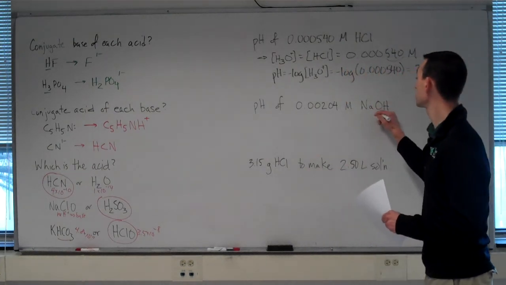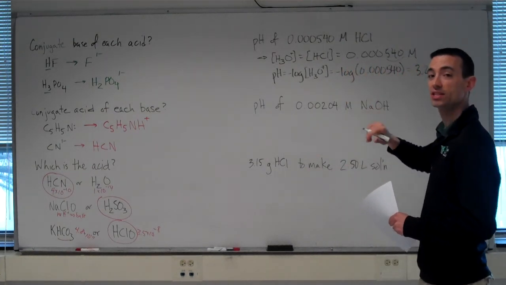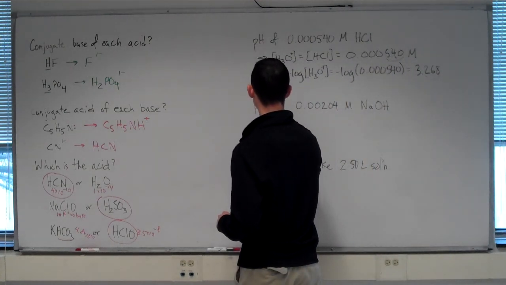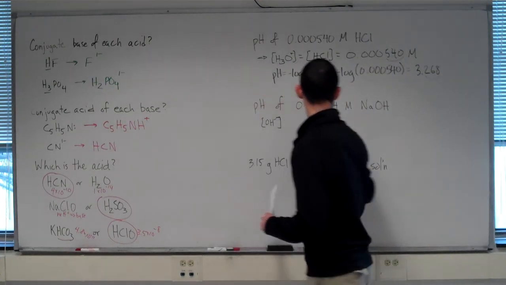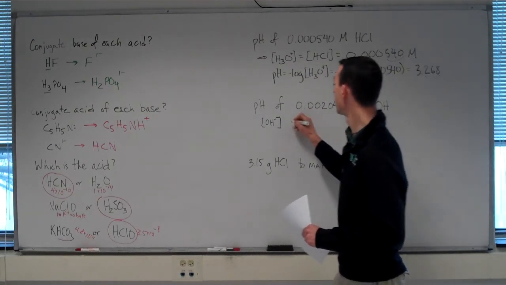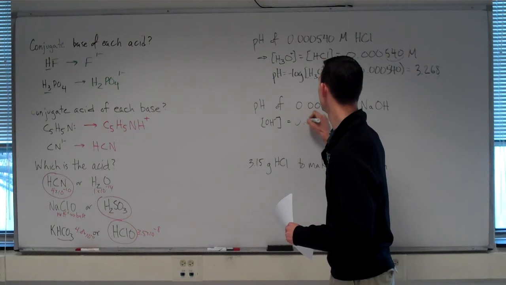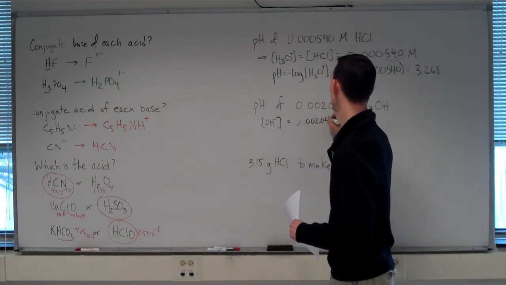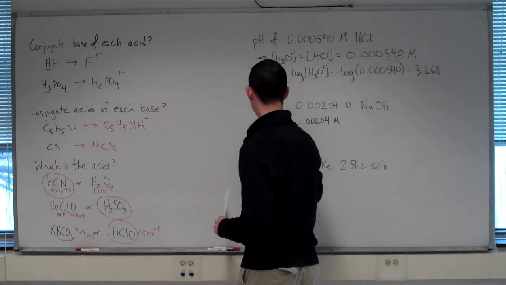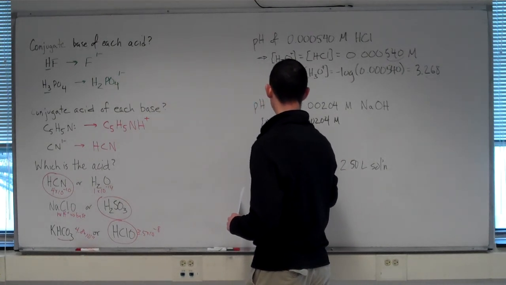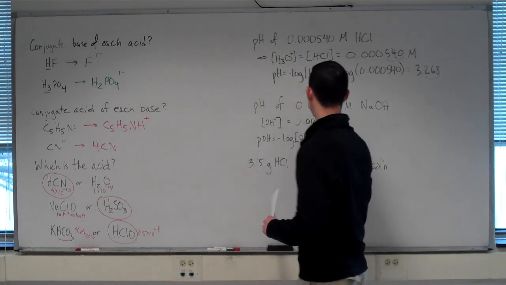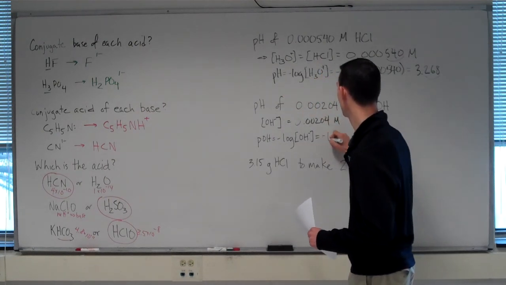Next problem involves a strong base, but again, because it's strong, we get complete dissociation. So the hydroxide concentration, because there's 1 unit of hydroxide in every sodium hydroxide, will also be 0.00204 molar. So the pOH is easily found now, because we have OH, by taking the negative log of the OH concentration.